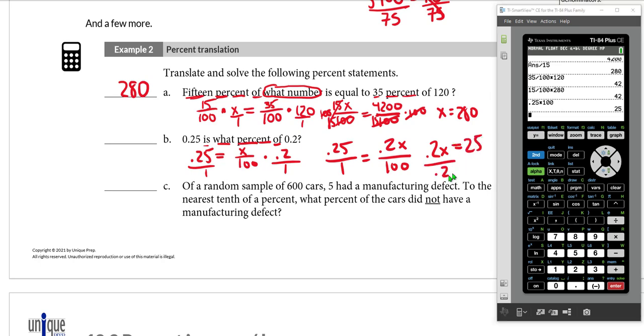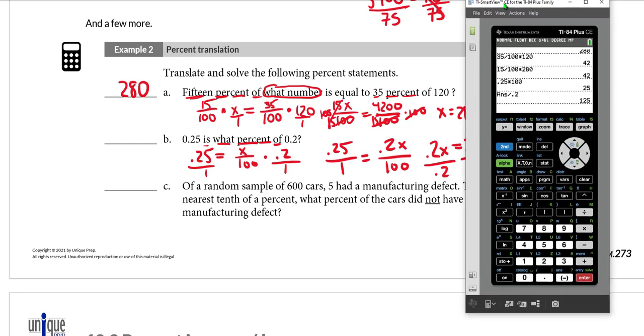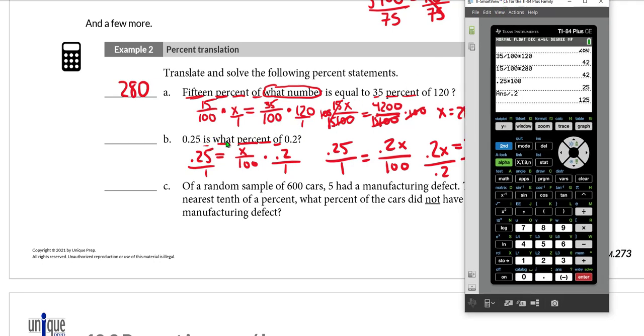Obviously, now I am dividing by 0.2. Again, I'm going to go right to the calculator. I'm not going to try to do any of that in my head. And I get that x equals, where should I write this? Let me move this over a little bit. X equals 125. So it should be the case that 0.25 is 125% of 0.2.